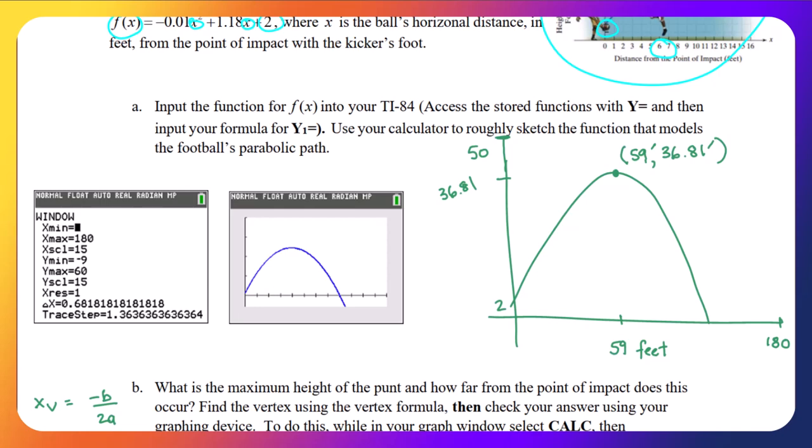So what you should do, even though it's on your calculator, you need to redraw this. And for the moment, we won't know too much of this information. For now, all we know is that the point that he kicked it was 2 feet above the ground. Nothing else we can mark yet. We can draw this shape.